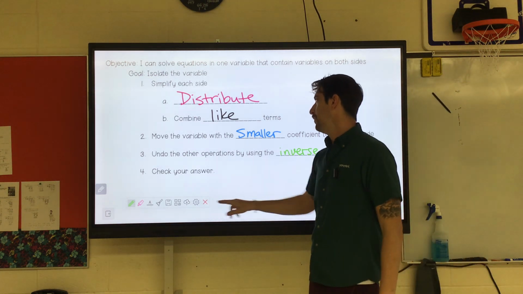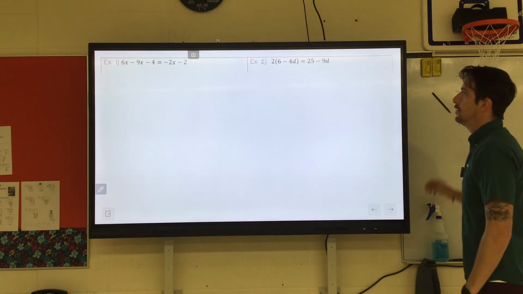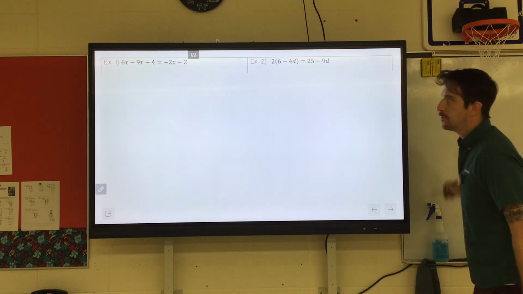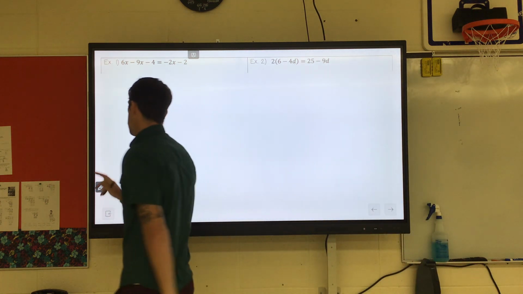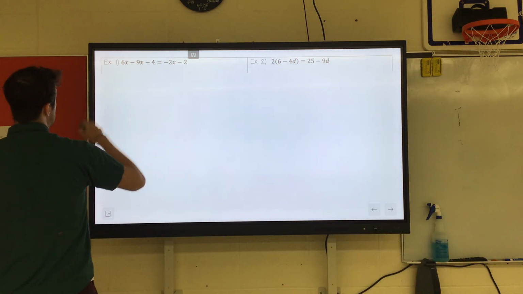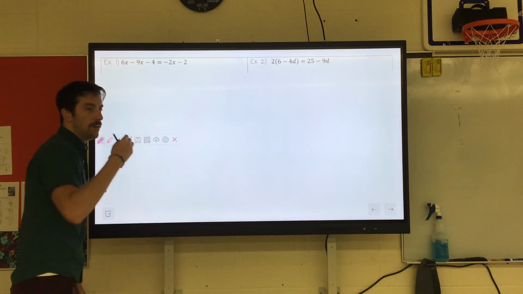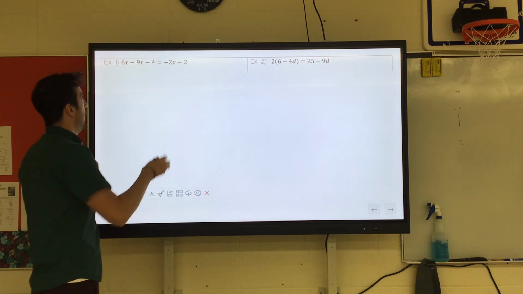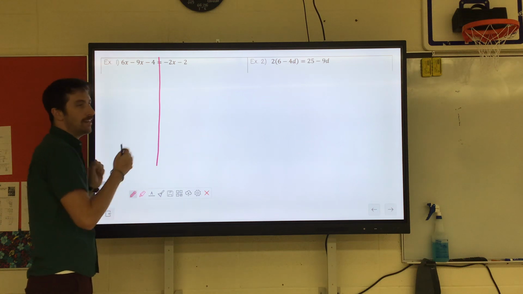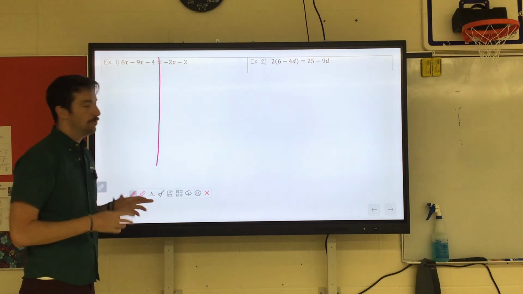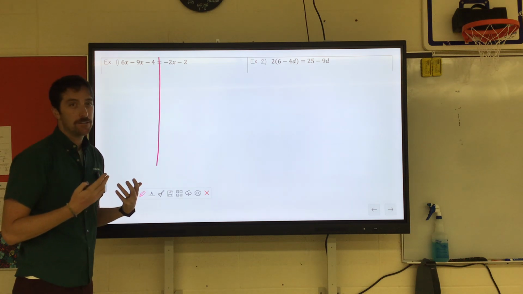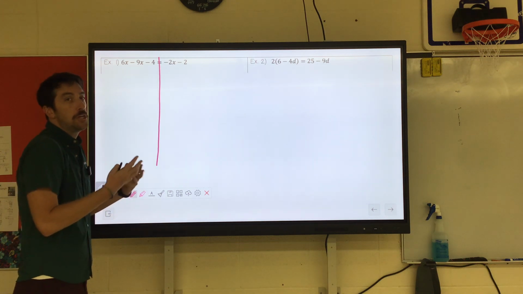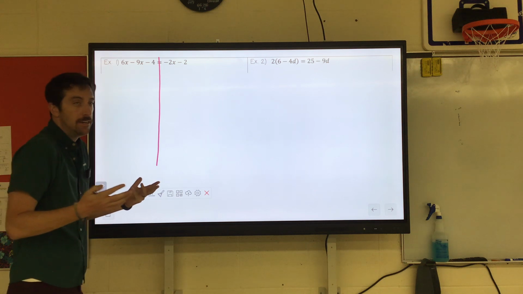So let's try it out. We have a couple here. 6x minus 9x minus 4 equals negative 2x minus 2. Now again, some people like putting the line down the equal sign, and they're like, if I'm going to add or subtract something to the left side, I have to also do it to the right side to keep it balanced. But initially, all I'm doing is combining my like terms on the left side. So I'm not changing the equation, I'm just kind of cleaning it up over here.